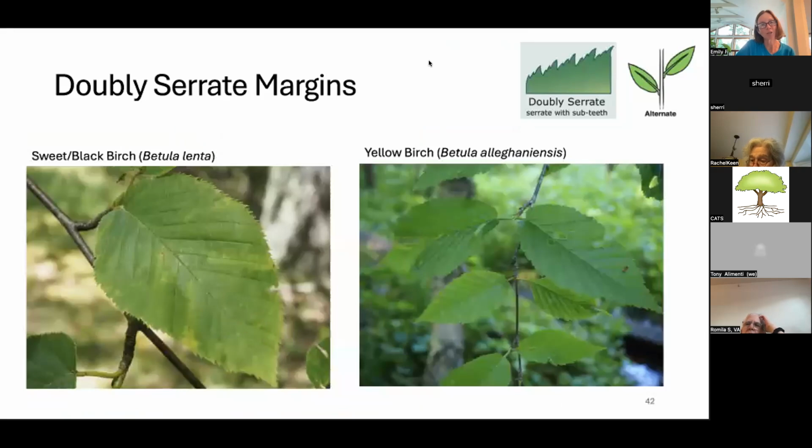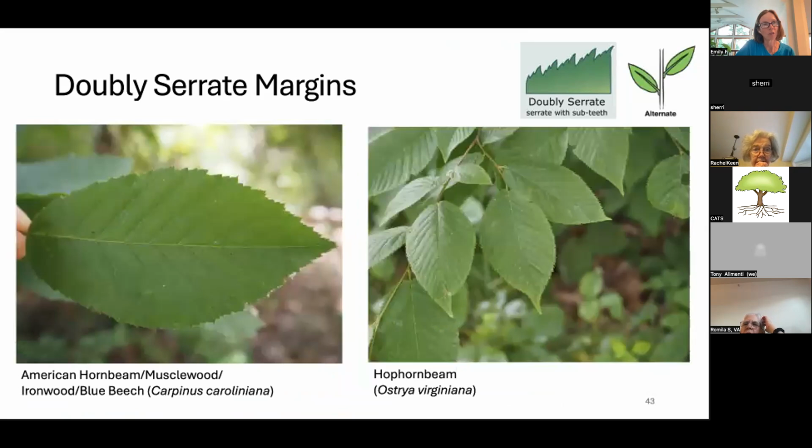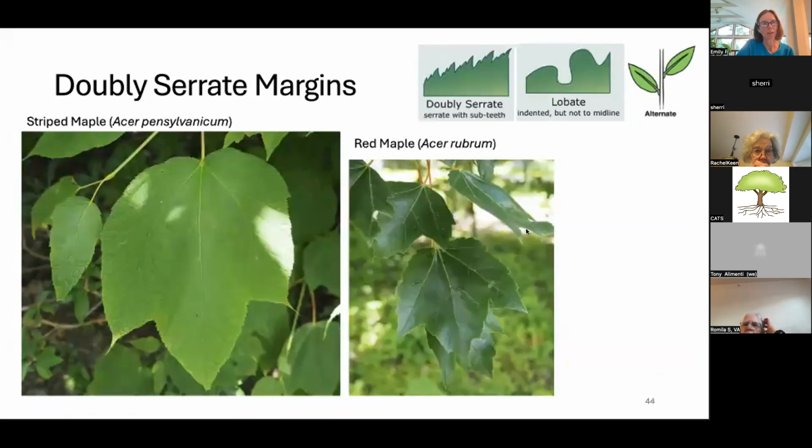And then we're going into doubly serrate. We have the black birch or the sweet birch, and we have the yellow birch that have the doubly serrate leaves. Another doubly serrate is going to be our American hornbeam and our hop hornbeam. They're very cool. And then another doubly serrate margin here that has lobes is going to be our striped maple and our red maple.